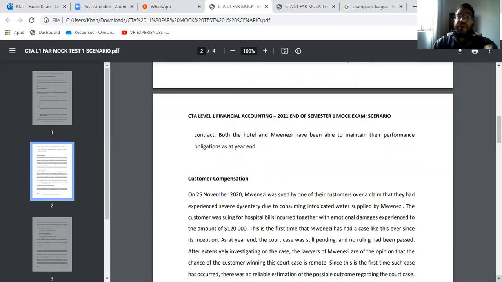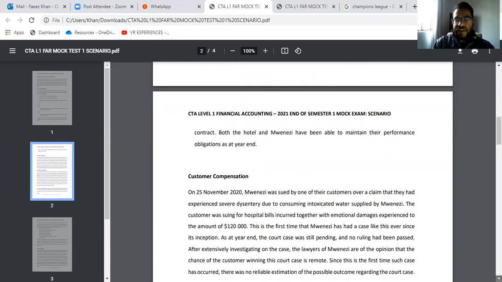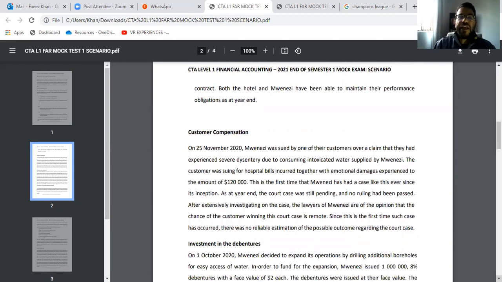So there is IFRS 15. Step number 5 would be, how do you recognize revenue? Remember, revenue can only be recognized in 2 ways.